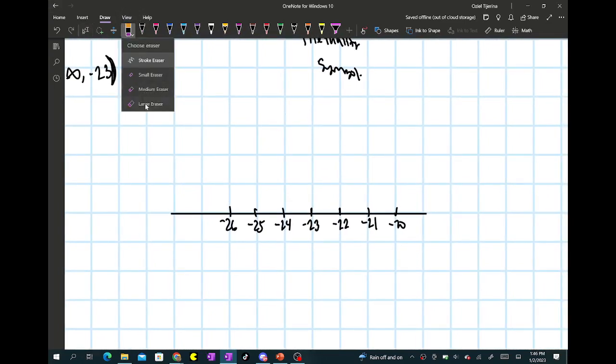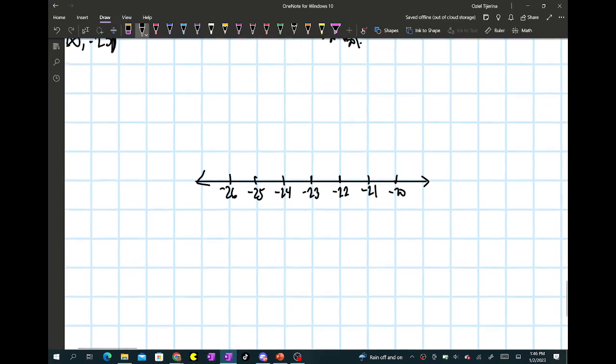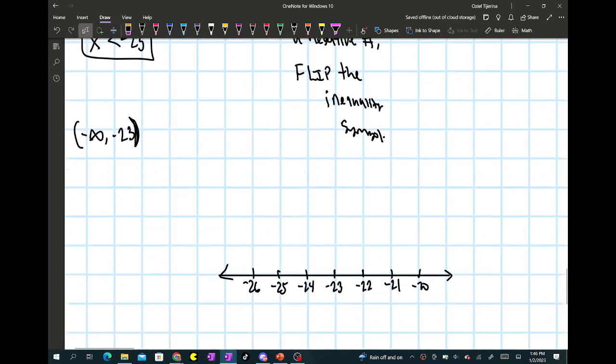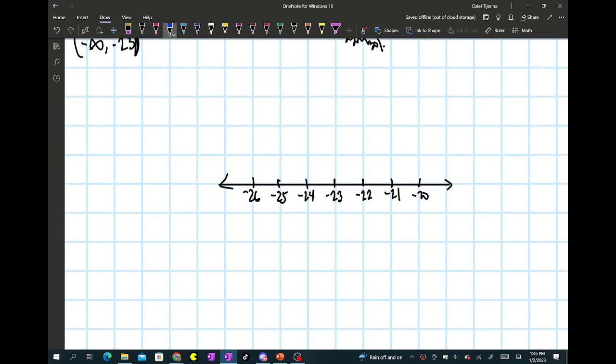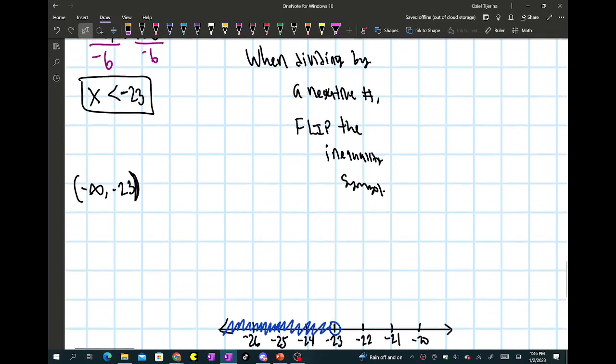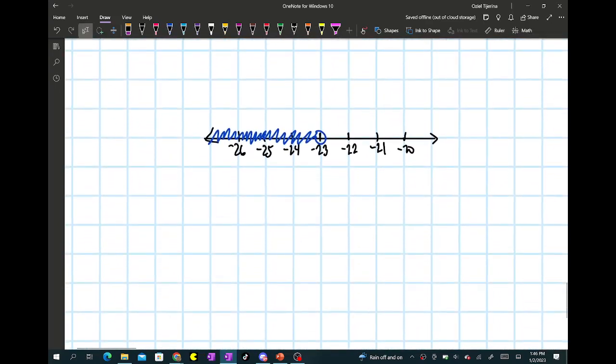Okay, so we have negative 23, and we're going to do an open circle at negative 23, and we're going to shade it to the left because it's all the real numbers that are less than negative 23. Okay, so that is how you do these problems, guys. These were 2-step linear inequalities.